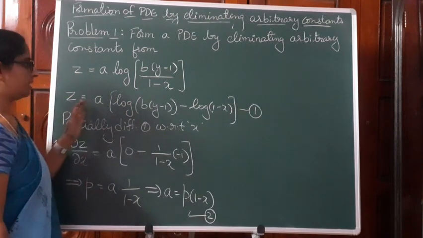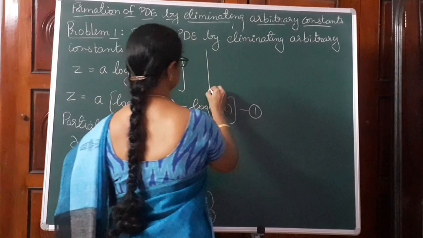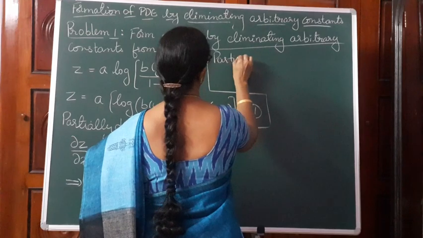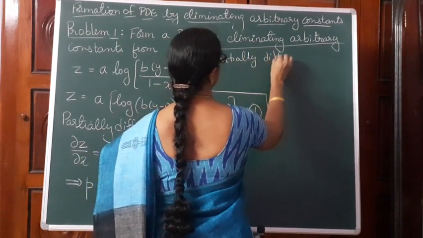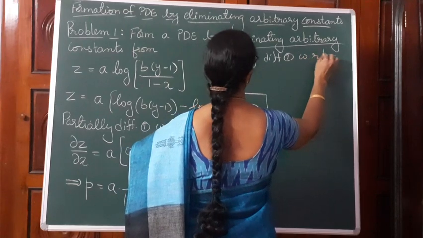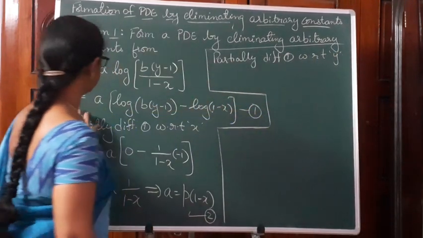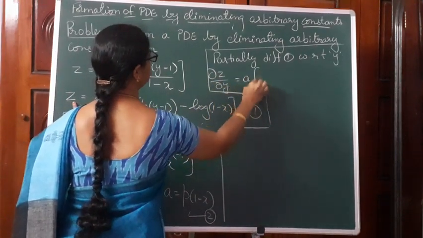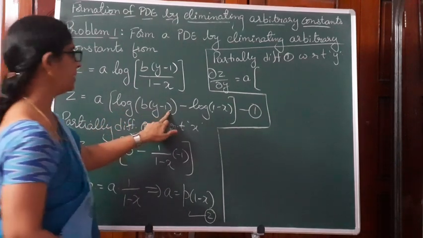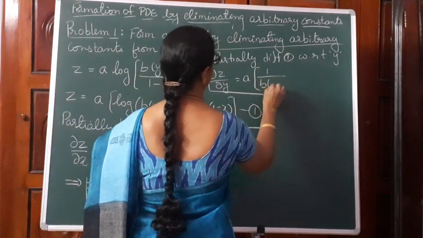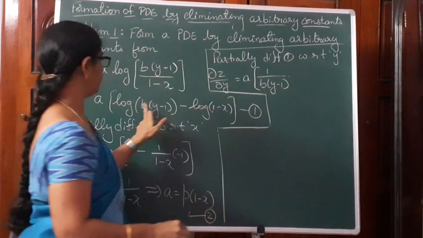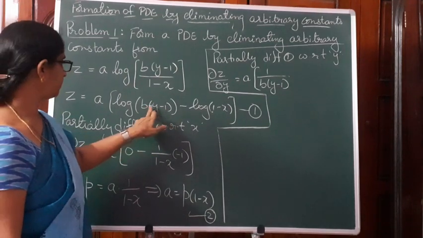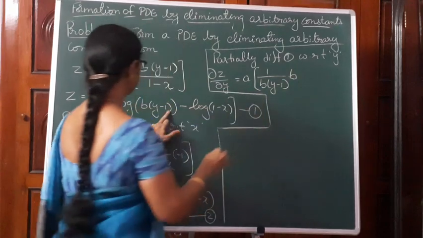Now partially differentiate 1 with respect to y. Then what do we get? Dou z by dou y is equal to a into derivative of log of (b into y minus 1), which is 1 by (b into y minus 1) into internal derivative. The internal derivative of b into y minus 1 is b, since the derivative of b y is b and the derivative of 1 is 0.